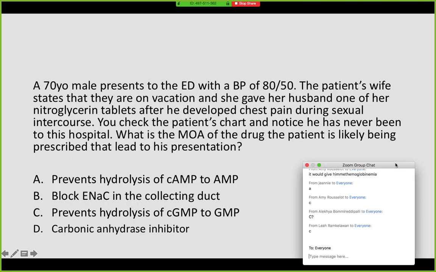Okay, a 70-year-old male presents to the ED with a blood pressure of 80/50. The patient's wife states that they're on vacation and she gave her husband one of her nitroglycerin tablets after he developed chest pain during sexual intercourse. You check the patient's chart and notice he has never been to this hospital. What is the mechanism of action of the drug the patient is likely being prescribed that led to his presentation? So what drug was he probably taking? Or what class of drugs?